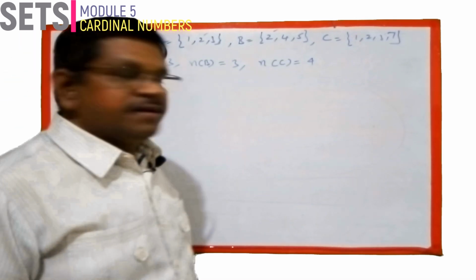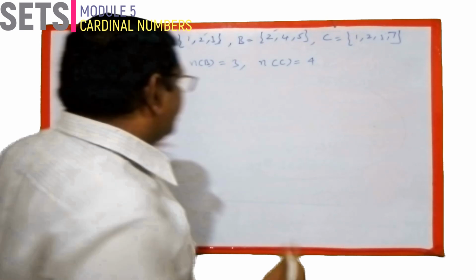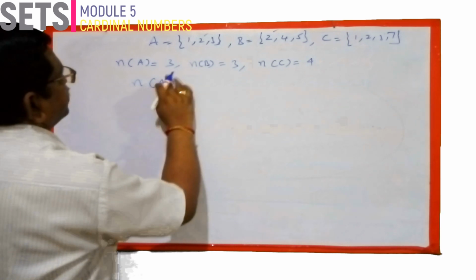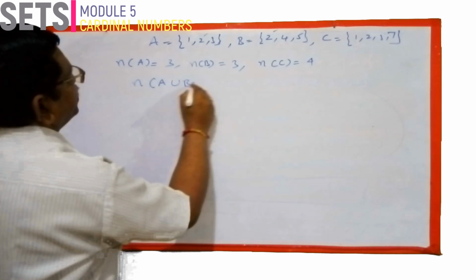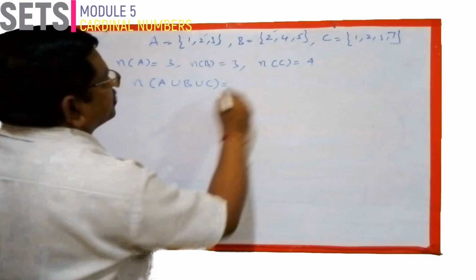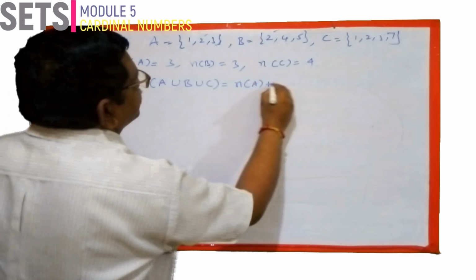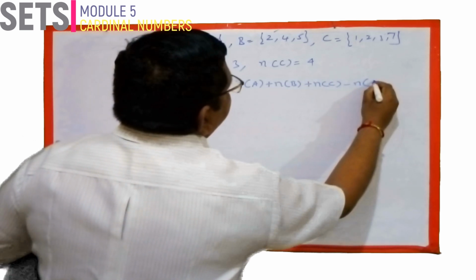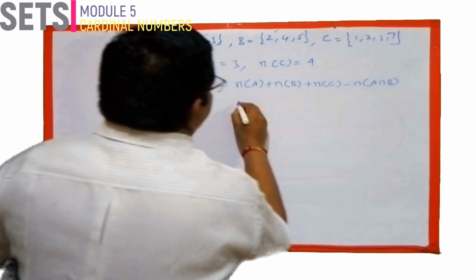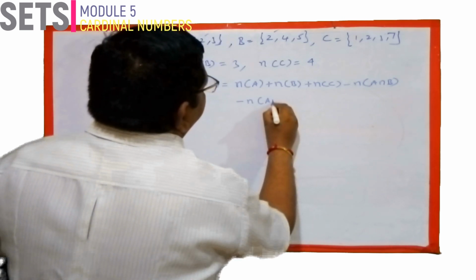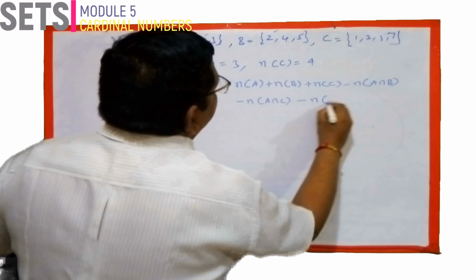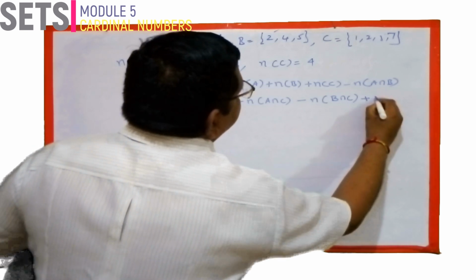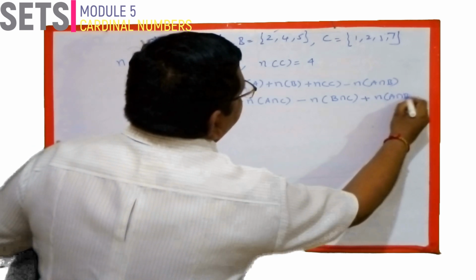Similarly, when you take all these examples and find one result, you will get this result. You can check it: n of A union B union C is equal to n of A plus n of B plus n of C minus n of A intersection B minus n of A intersection C minus n of B intersection C, plus n of A intersection B intersection C.